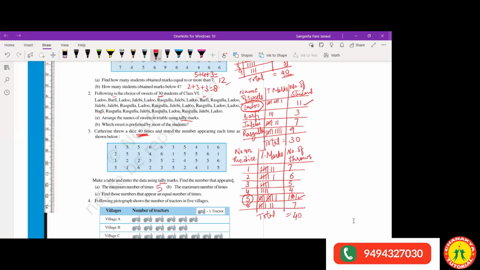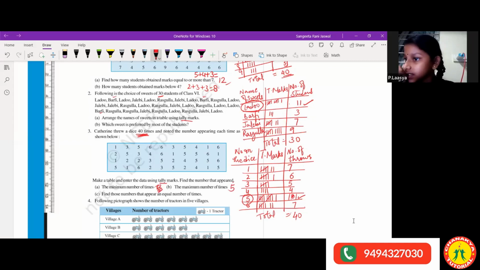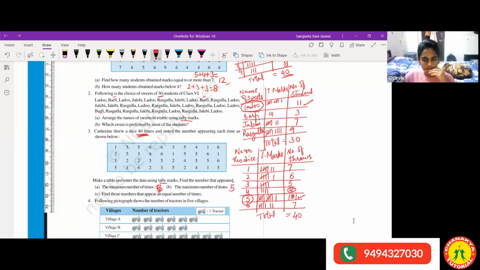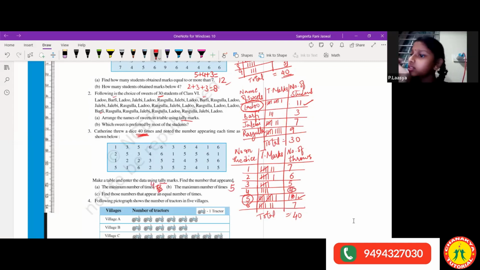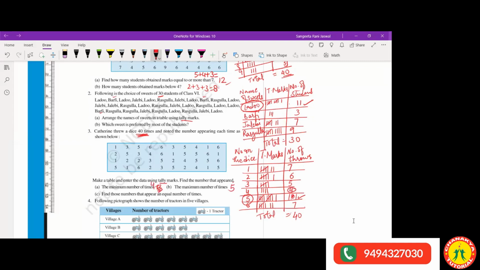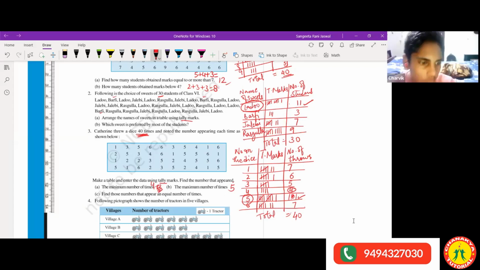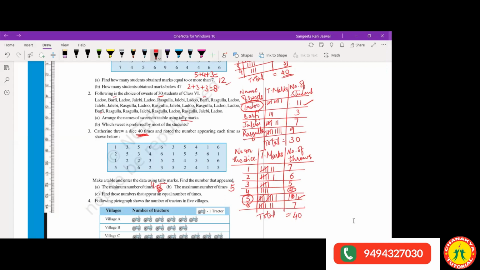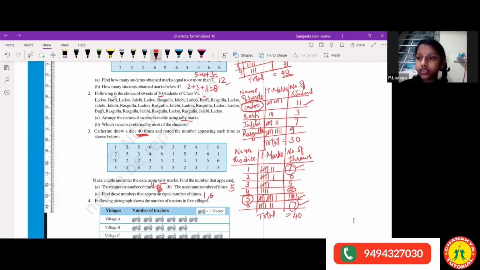Okay, it's asking the minimum number of times. So maximum times is 5. The minimum number of times. Ma'am, 4. That's 4, ma'am. This is 4. Now for those numbers that appear an equal number of times, what appeared an equal number of times? Ma'am, 1 and 6. Okay, both appeared 7, 7 times. So that's 1 and 6. Good.